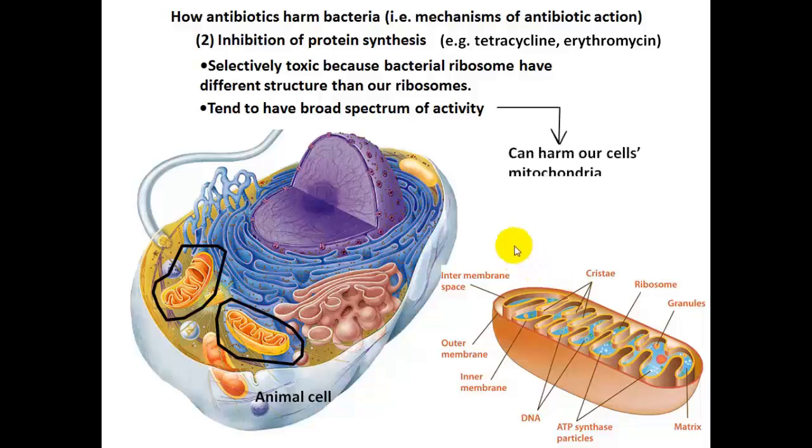And so let's sum that up here. These antibiotics that inhibit protein synthesis, again, have a broad spectrum of activity. This could potentially harm the mitochondria inside of our cells. And the reason why that can occur is because if you take a look at mitochondria, they actually have their own ribosomes. Not only that, but those ribosomes are of the prokaryotic variety. All right, so that's two ways that antibiotics work. We'll take a look at two more.